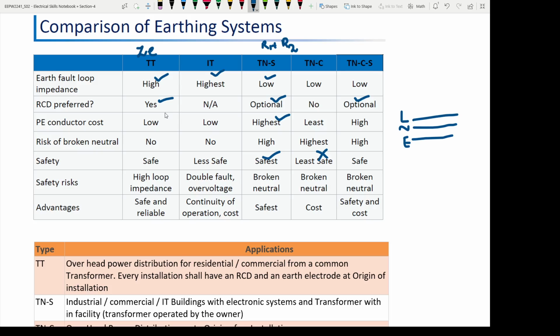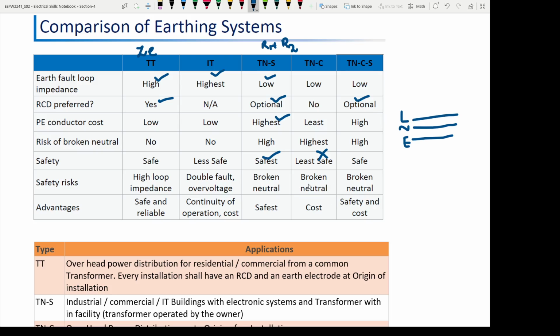Safety risk, if you add, this is what I was telling. The loop impedance is very high in case of TT, and it is very high for the IT. And as far as safety risk is concerned, if you take the TNS, a broken neutral cannot be found, and the same thing applies for all these three different types of earthing.